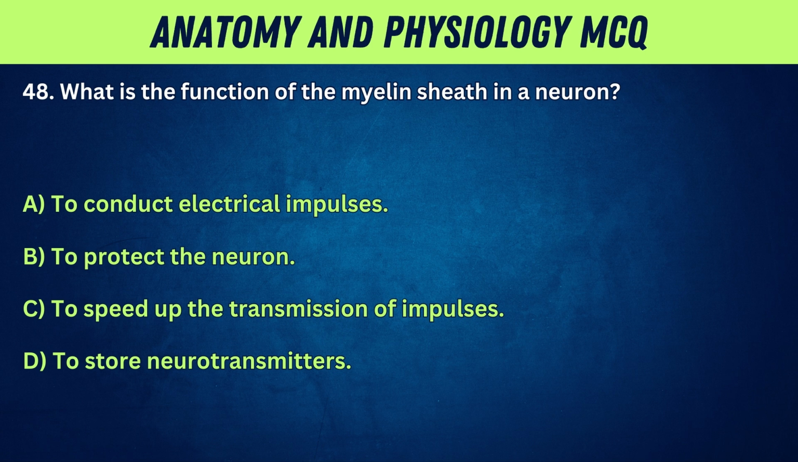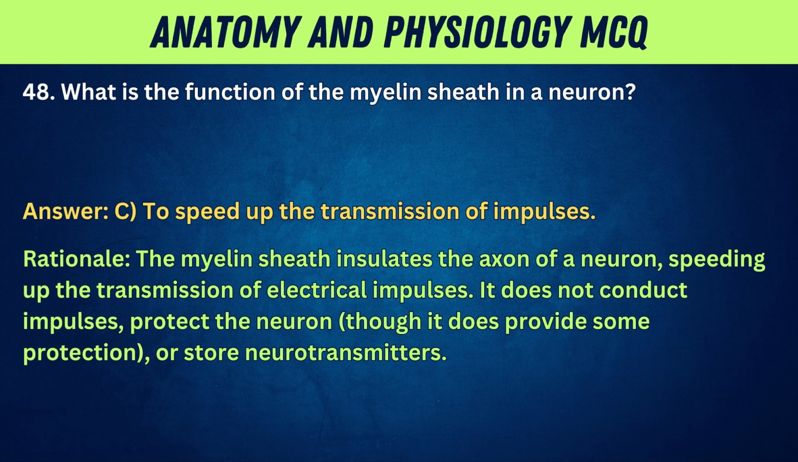48. What is the function of the myelin sheath in a neuron? A. To conduct electrical impulses. B. To protect the neuron. C. To speed up the transmission of impulses. D. To store neurotransmitters. Answer: C.